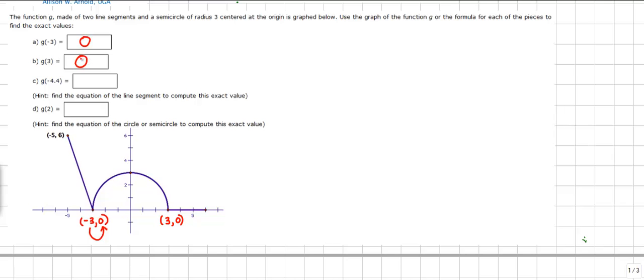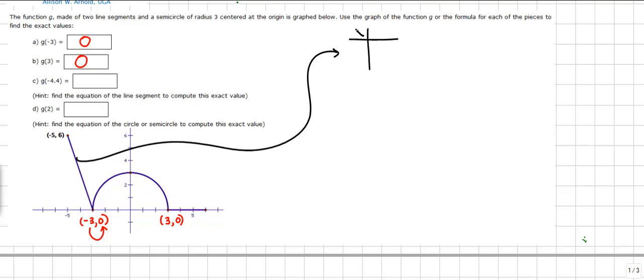And g of negative 4.4, I will have to do a little work on that because I see a line segment in the vicinity of x equals negative 4.4, but I don't actually see a clearly marked point. So if I take the fact that this is a line segment, and I have 2 points on this line segment, negative 5, 6, and negative 3, 0, I can calculate the slope.